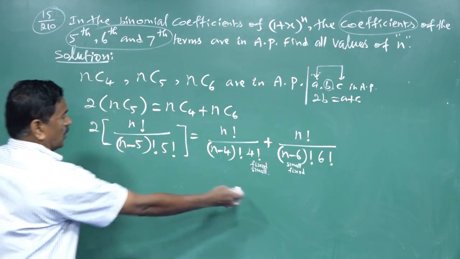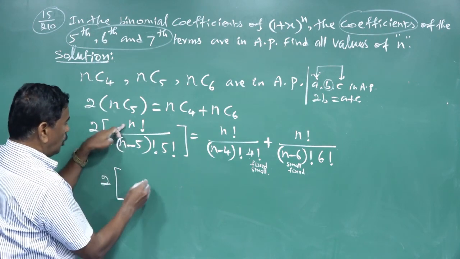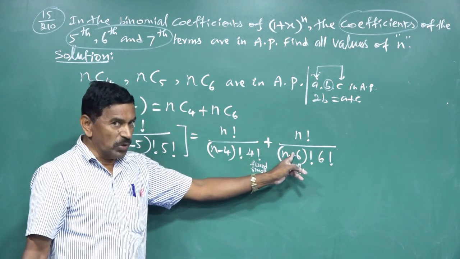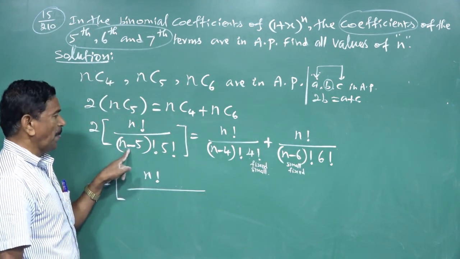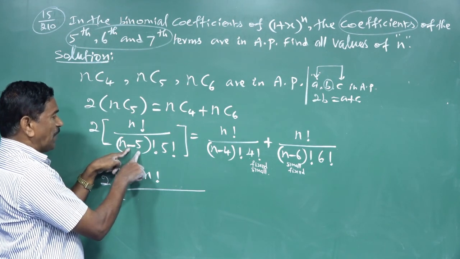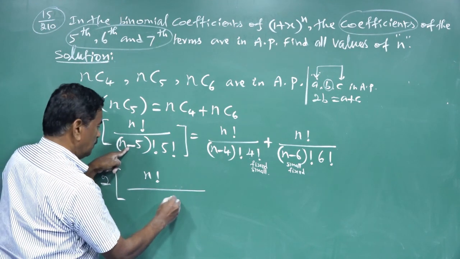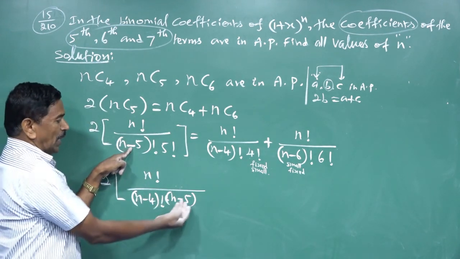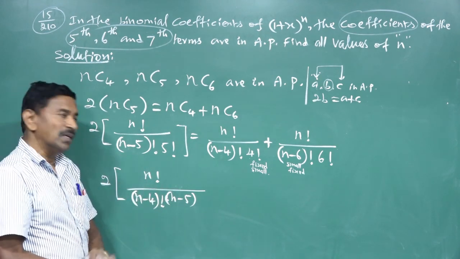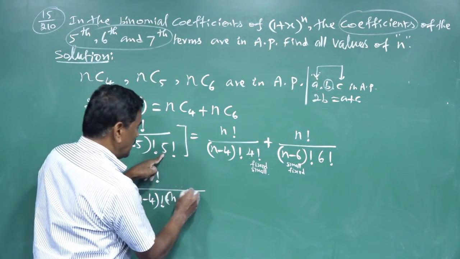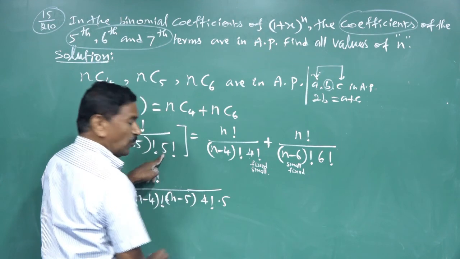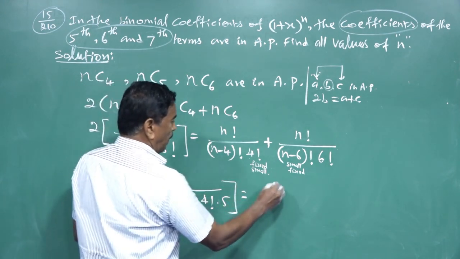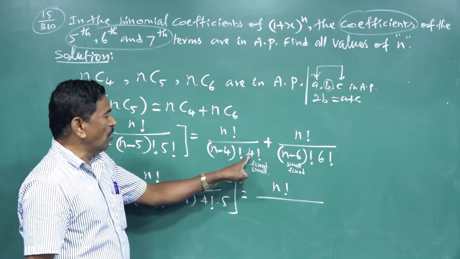Remaining all want to split. Okay, now listen, next step: 2 into, square bracket open, numerator n factorial divided by. We told 4 factorial and (n minus 6) factorial are only fixed, and the remaining I want to split. Come to here. This (n minus 5) factorial can be split as (n minus 5) into (n minus 4) factorial. That's all. (n minus 5) factorial equals (n minus 5) into (n minus 4) factorial. Hereafter reversal. Yes, 5 factorial is equal to 5 into 4 factorial. Next, 5 into 4 factorial. Complete the square bracket, which is equal to n factorial divided by, here I told already 4 factorial fixed.